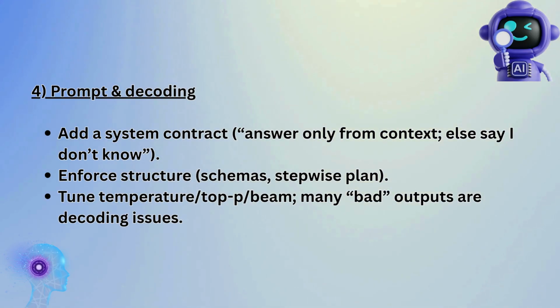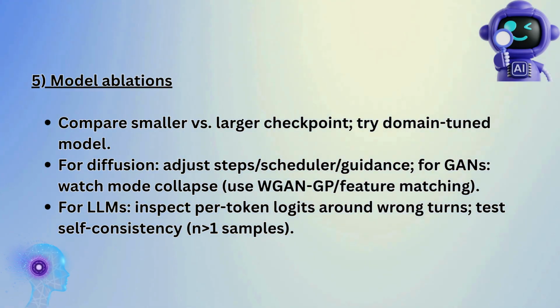Fourth, prompt and decoding. Add a system contract. Answer only from context, else say I don't know. Enforce structure, schemas, stepwise plan. Tune temperature, top-p, beam. Many bad outputs are decoding issues. Fifth, model ablations. Compare smaller versus larger checkpoint. Try domain-tuned model. For diffusion, adjust steps, scheduler, guidance. For GANs, watch mode collapse. Use WGAN-GP, feature matching. For LLMs, inspect per-token logits around wrong turns. Test self-consistency across more than one sample.